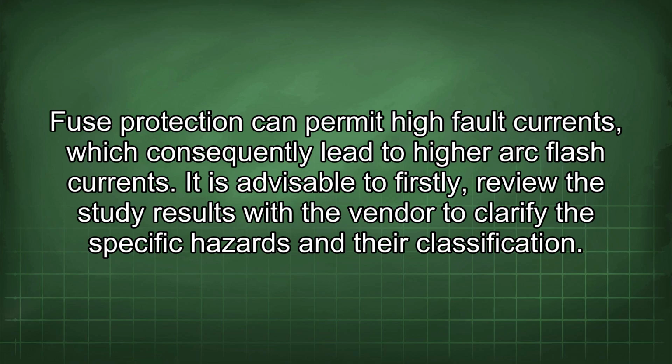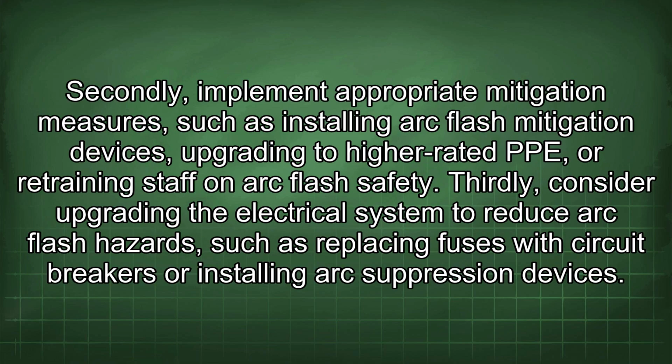It is advisable to firstly review the study results with the vendor to clarify the specific hazards and their classification. Secondly, implement appropriate mitigation measures such as installing arc flash mitigation devices, upgrading to higher rated PPE, or retraining staff on arc flash safety. Thirdly, consider upgrading the electrical system to reduce arc flash hazards, such as replacing fuses with circuit breakers or installing arc suppression devices.